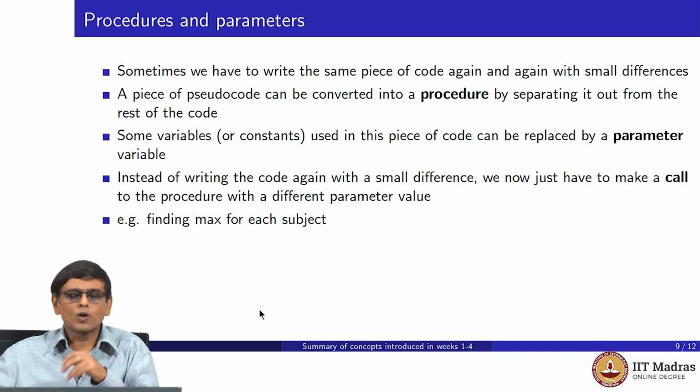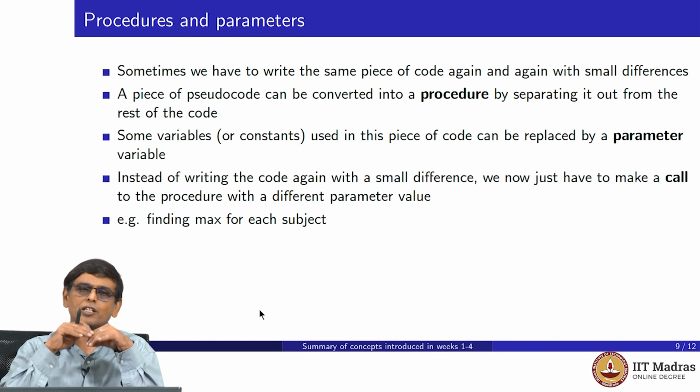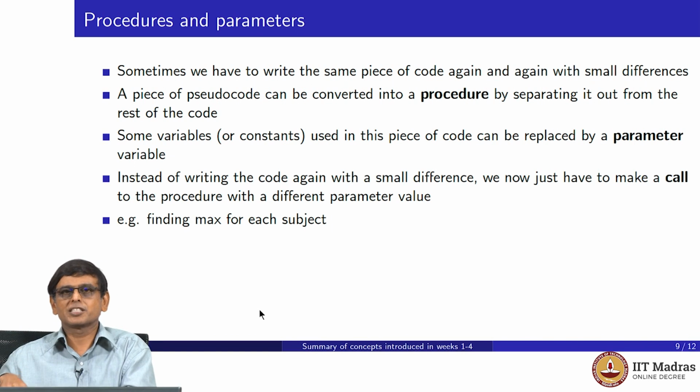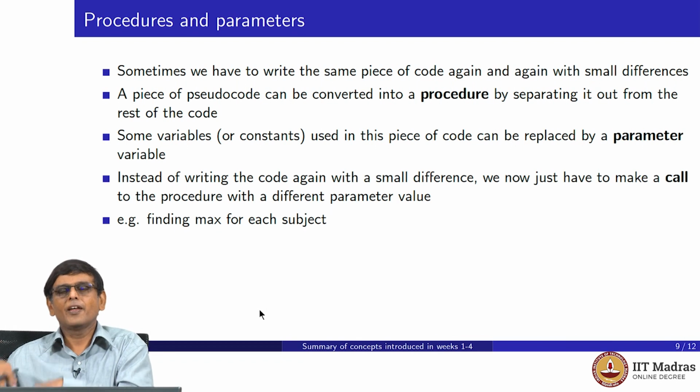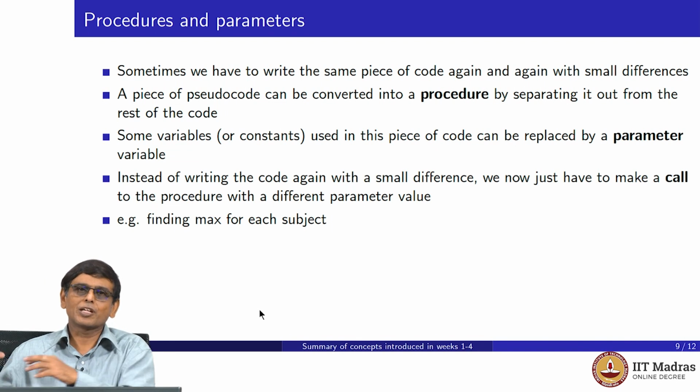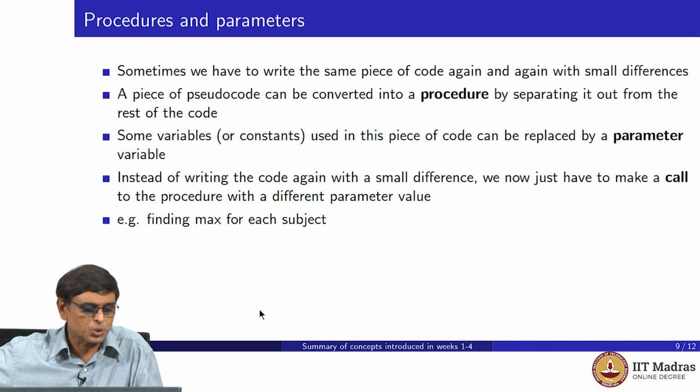For example, if you want to find the max for each subject, we describe max as a procedure and then we let the subject be a parameter. So, you can find the max for chemistry, max for physics, max for biology, and then you can add all these things, right, and then you can find the max total and then you can see whether the addition of the maxes is less than the total and how much is it and so on. You can do all that.